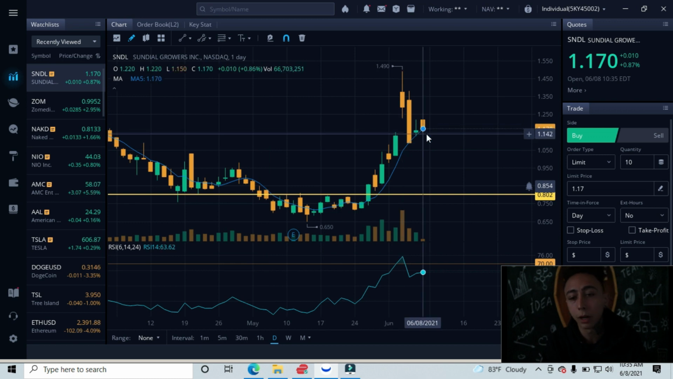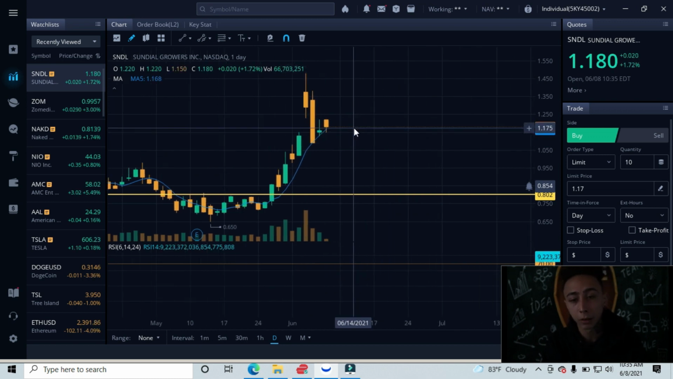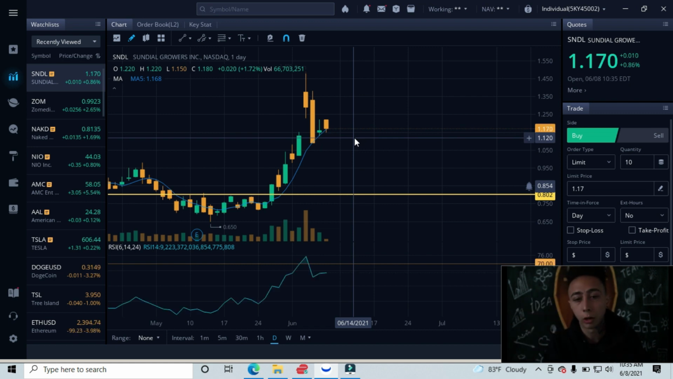Now we created a level of support right here at the $1.14 area, and are trying to create this upward momentum as we were doing before, okay? So if you are a day trader or a swing trader, I would have a tight stop loss underneath the $1.14 area, or you can have it at the dollar flat area. That could be a good stop loss.